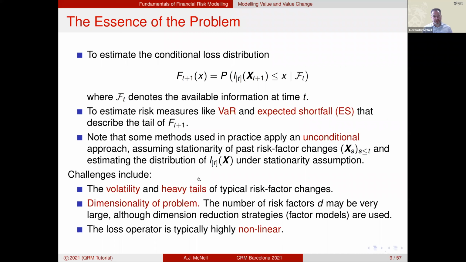For the group that models the losses, so for the risk management team, there are many challenges in how you model risk factor changes. Risk factors are volatile. I've already mentioned that word. They also tend to have heavy-tailed distributions. So this is very widely known. It's called a stylized fact. They are certainly not normally distributed. They tend to have a heavy-tailed distribution.